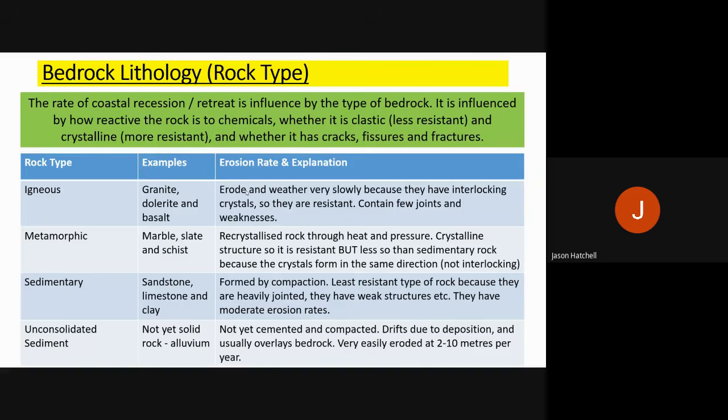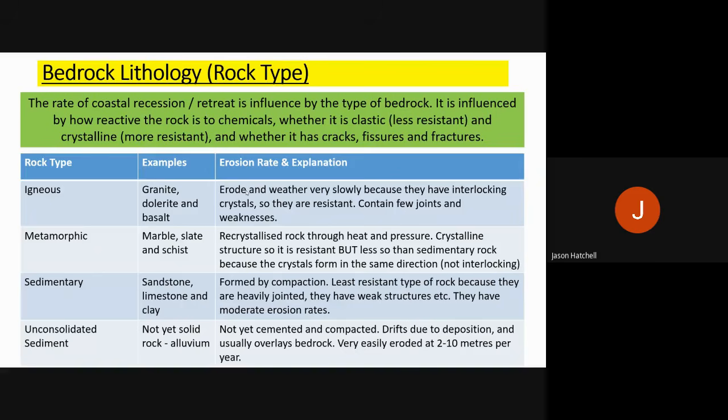We then got metamorphic rocks. So they are things like marble and slate and schist. Now, these have recrystallized or reformed through heat and pressure from deep under earth in the mantle. They have a crystalline structure, so they're made up of these crystals, which means that they are resistant, but they are less resistant than the sedimentary rocks we're about to consider, because the crystals form in the same direction, so they are not interlocking. So they're just in a horizontal fashion.